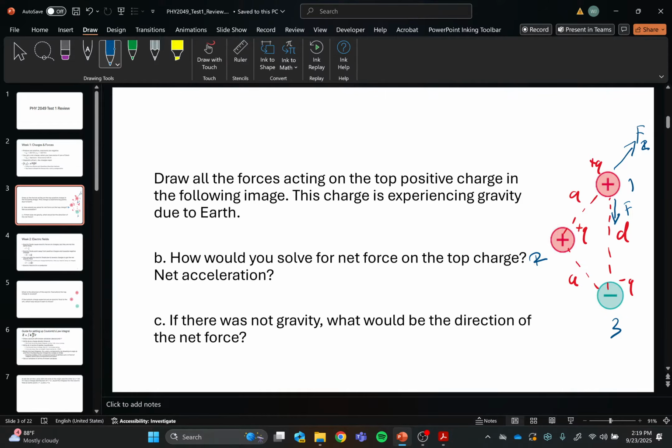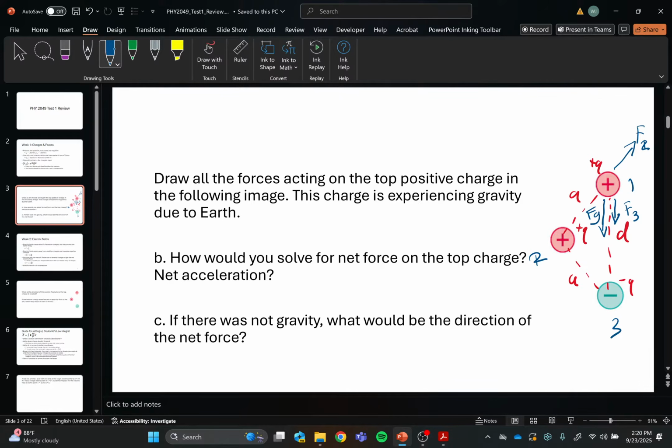Sorry. The first one was F2 because it's from charge 2. I want to name them by what particle is causing the force. And in that case, this is F3. And finally, this is taking place on Earth, and so it's experiencing gravity. It always points down on Earth. So that's Fg. So you know it's gravity. Any questions about that?